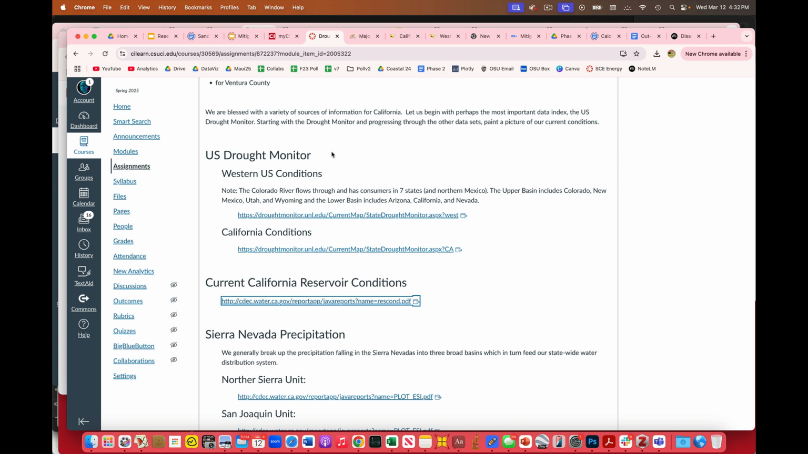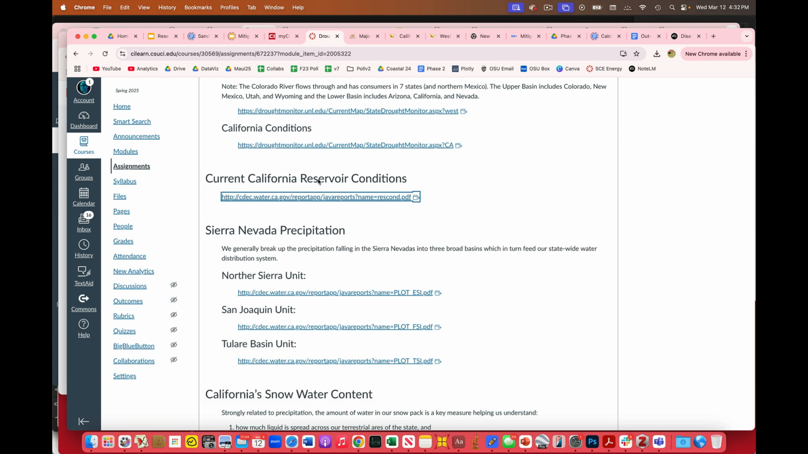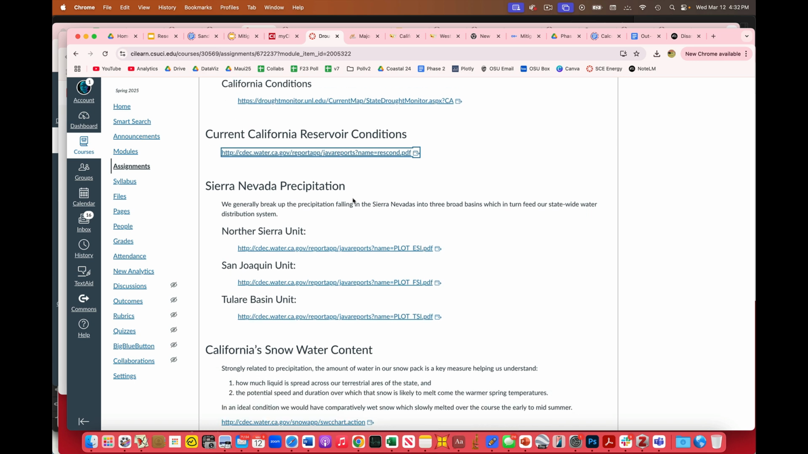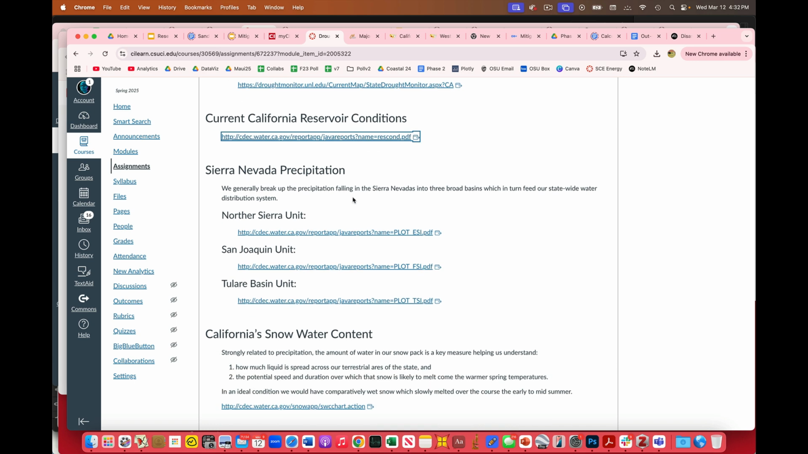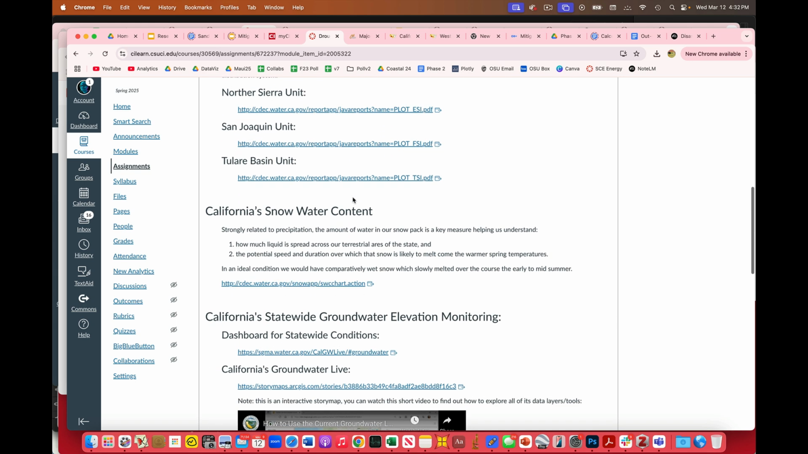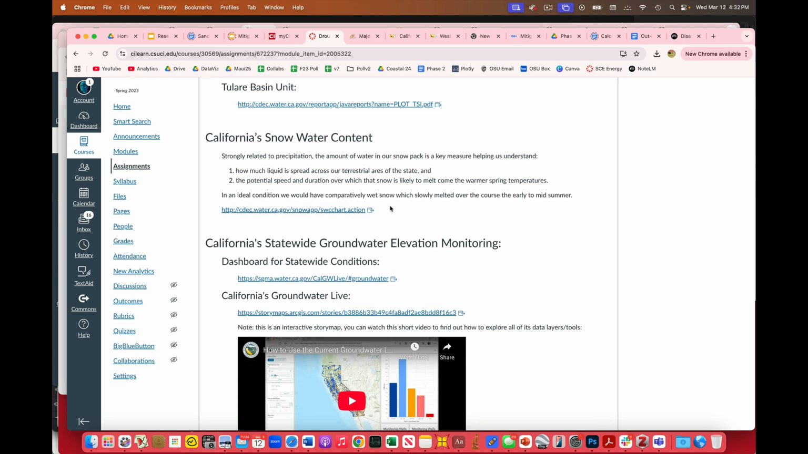This is the U.S. Drought Monitor. The last thing I just showed you was the current California conditions in our lakes and reservoirs. And then this is rainfall across the Sierras. We've broken the Sierras up into 3 different managerial units based on how we utilize the water from those areas. So it's the northern unit, the San Joaquin unit, and the Tulare unit. And then we have some data here looking at snow water content.